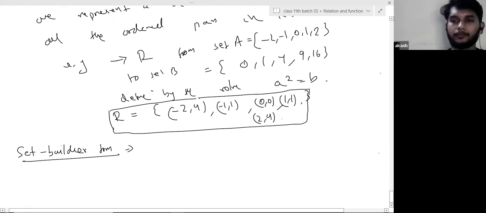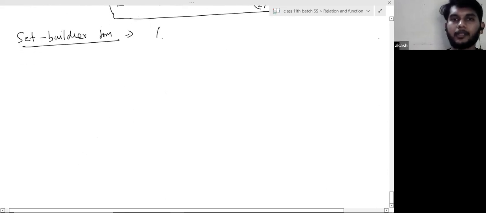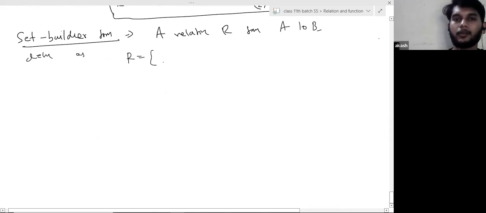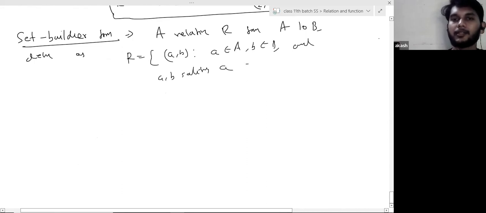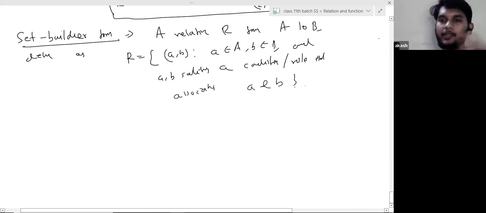What is set builder form? Set builder form of a relation R from A to B is defined as R equals all the ordered pairs (a, b) such that a belongs to A and b belongs to B, and a and b satisfy a condition or rule that associates a and b. All the definitions of relation that we are doing in the questions, that is called set builder form.